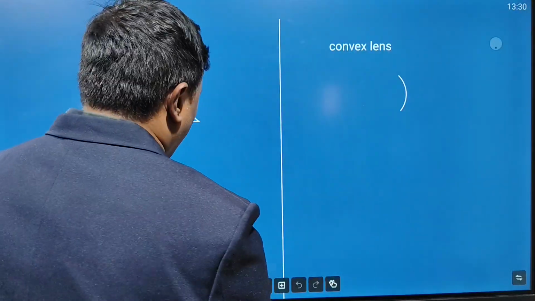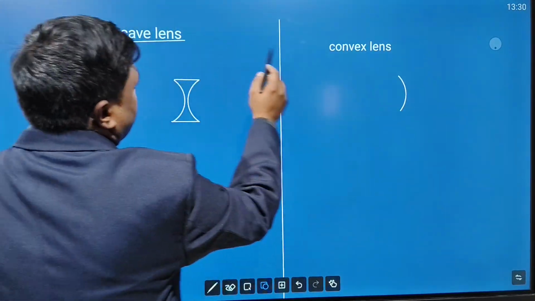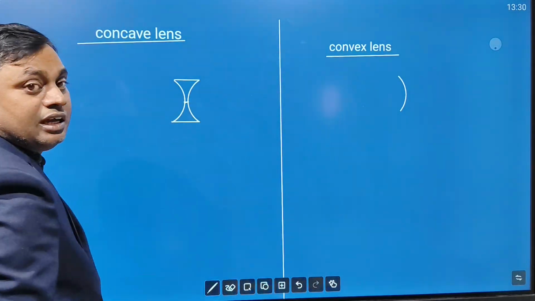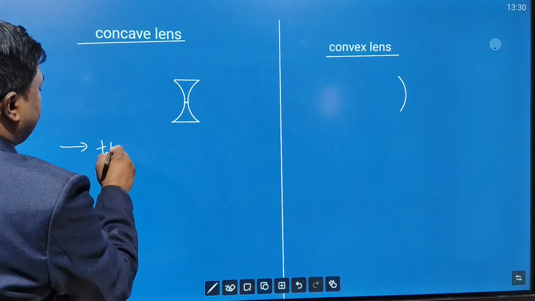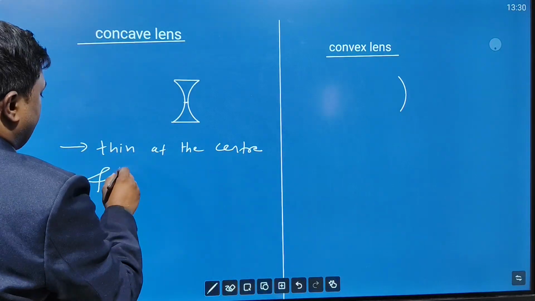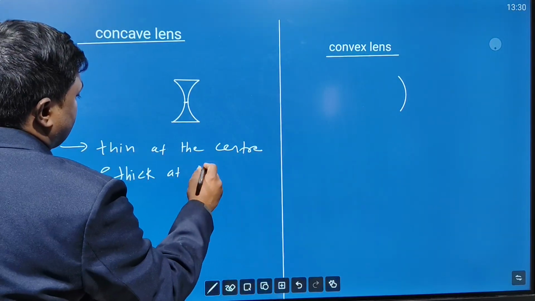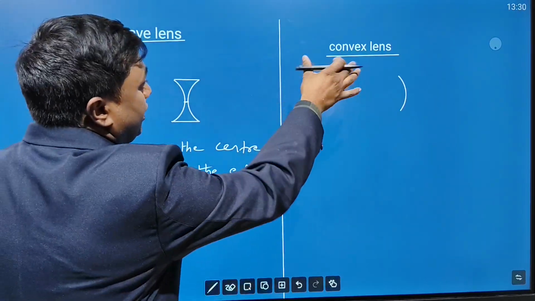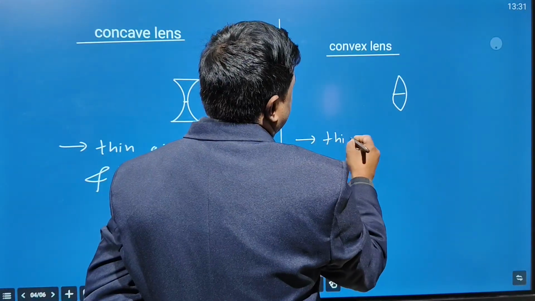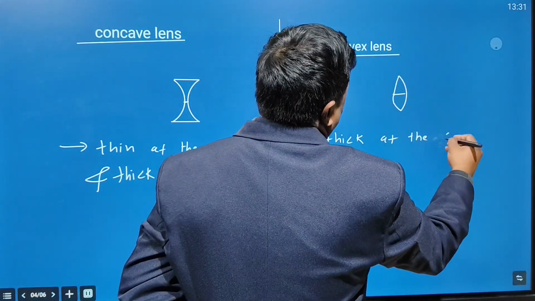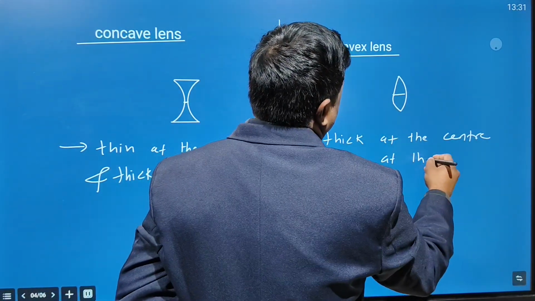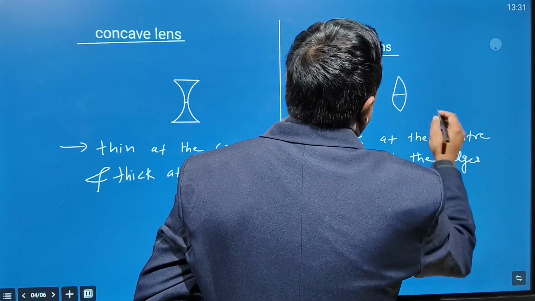Next question, very important: concave lens and convex lens. A concave lens is a lens which is thin at the center and thick at the edges. But when we talk about the convex lens, it is thick at the center and thin at the edges.